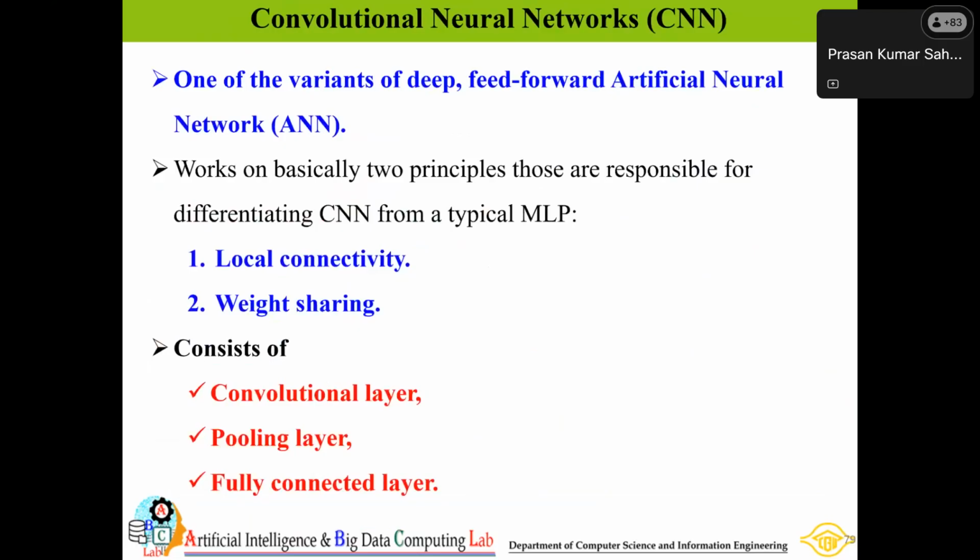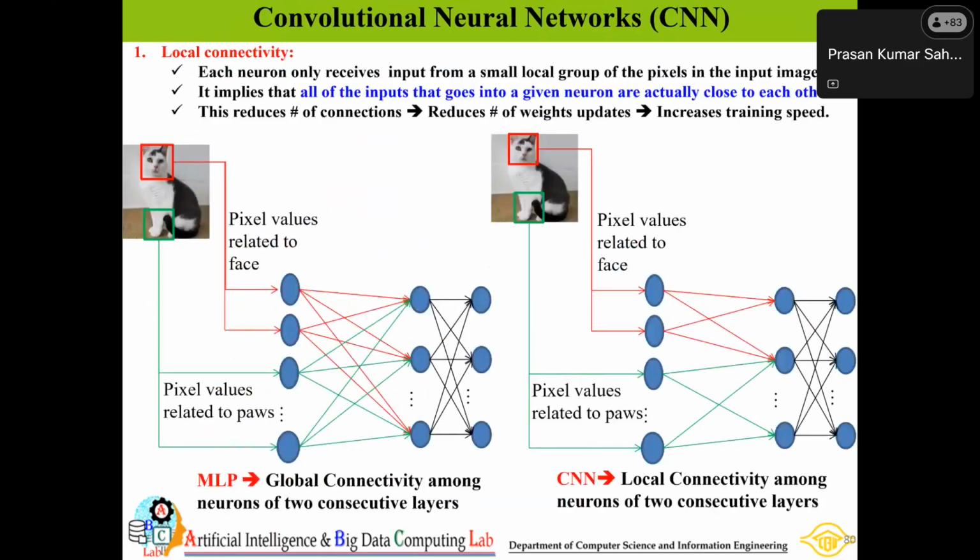So weight sharing is done and local connectivity is done. That's why CNN consists of several convolutional layers, pooling layers, and fully connected layers.